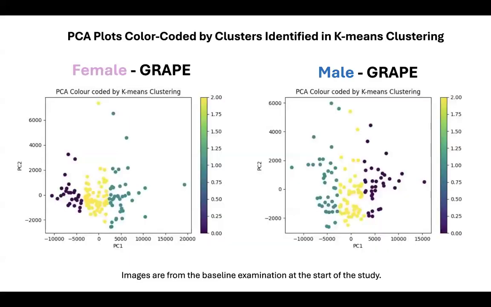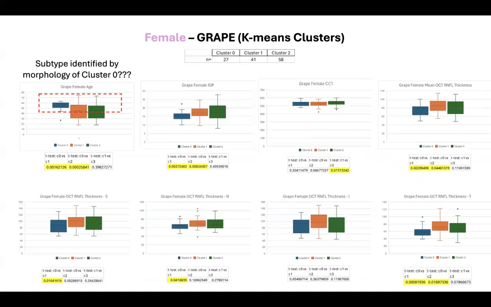So this is the actual representation of the previously mentioned data that was plotted according to the first 2 PCs. K-means clustering revealed 3 clusters for both females and males, and the different colors each represent the different clusters. For each of the 3 clusters, we created box and whisker plots of clinical data such as age, intraocular pressure, central corneal thickness, and OCT retinal nerve fiber layer thickness. There are 4 graphs for the RNFL thickness, and this is because the abbreviations S, N, I, and T represent the superior, nasal, inferior, and temporal part of the eye.